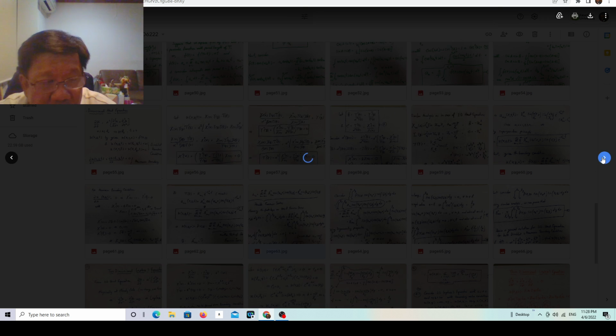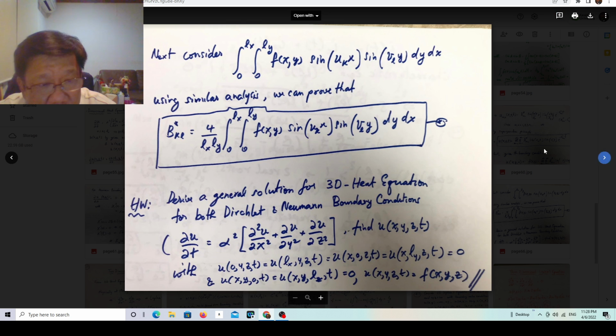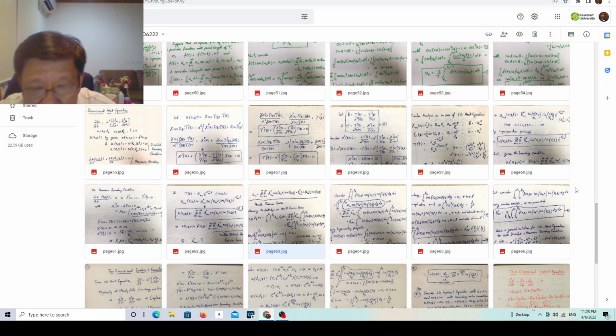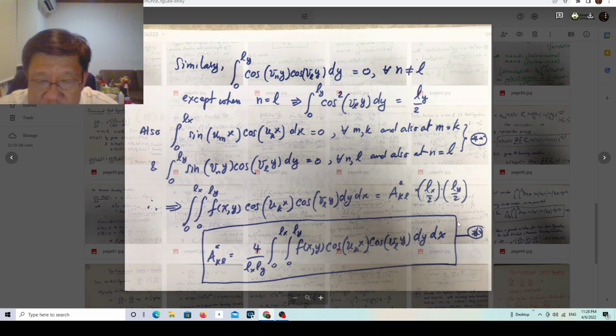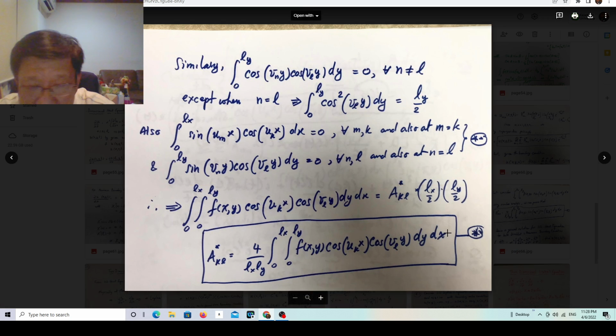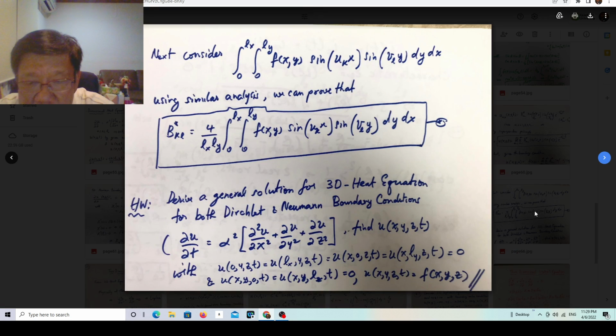Over here, similar analysis. If you consider f of x, y, instead of multiplying by cos, you multiply by sine on both sides. With similar analysis, you end up can show, with a similar logic that we did here for a sub kl, you can find that we move to b star kl over here.